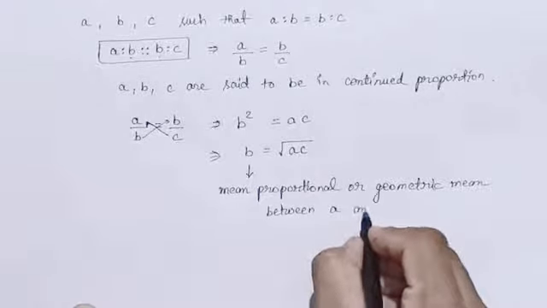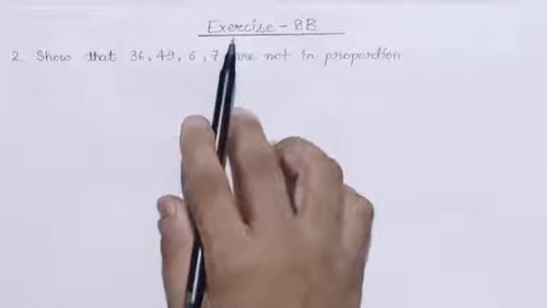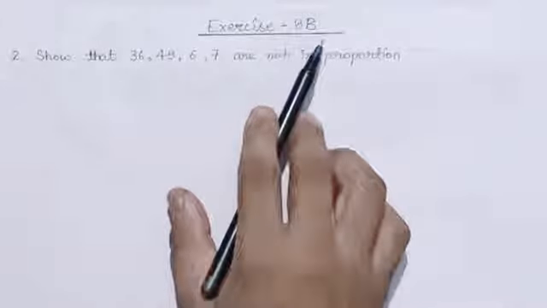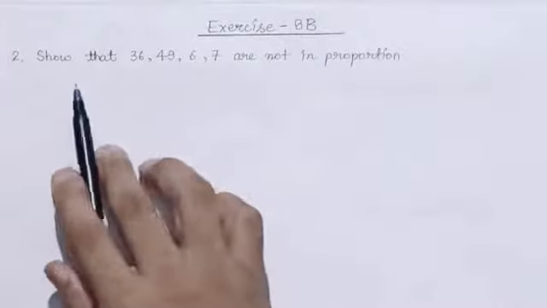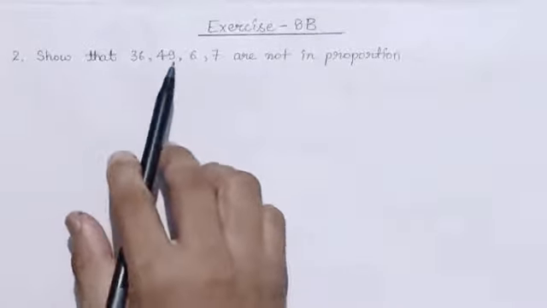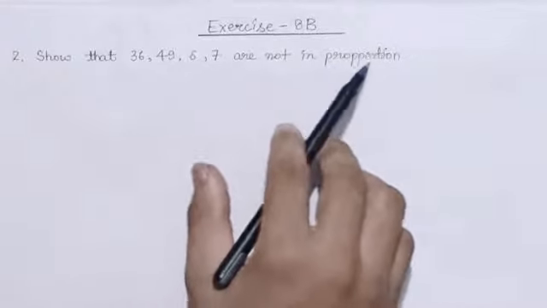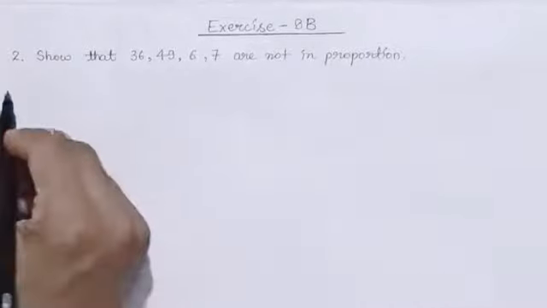Now students, we will solve exercise 8b from R.S. Agarwal, which is based on proportion. Here the first question is to show that 36, 49, 6 and 7 are not in proportion. So let us see the solution.